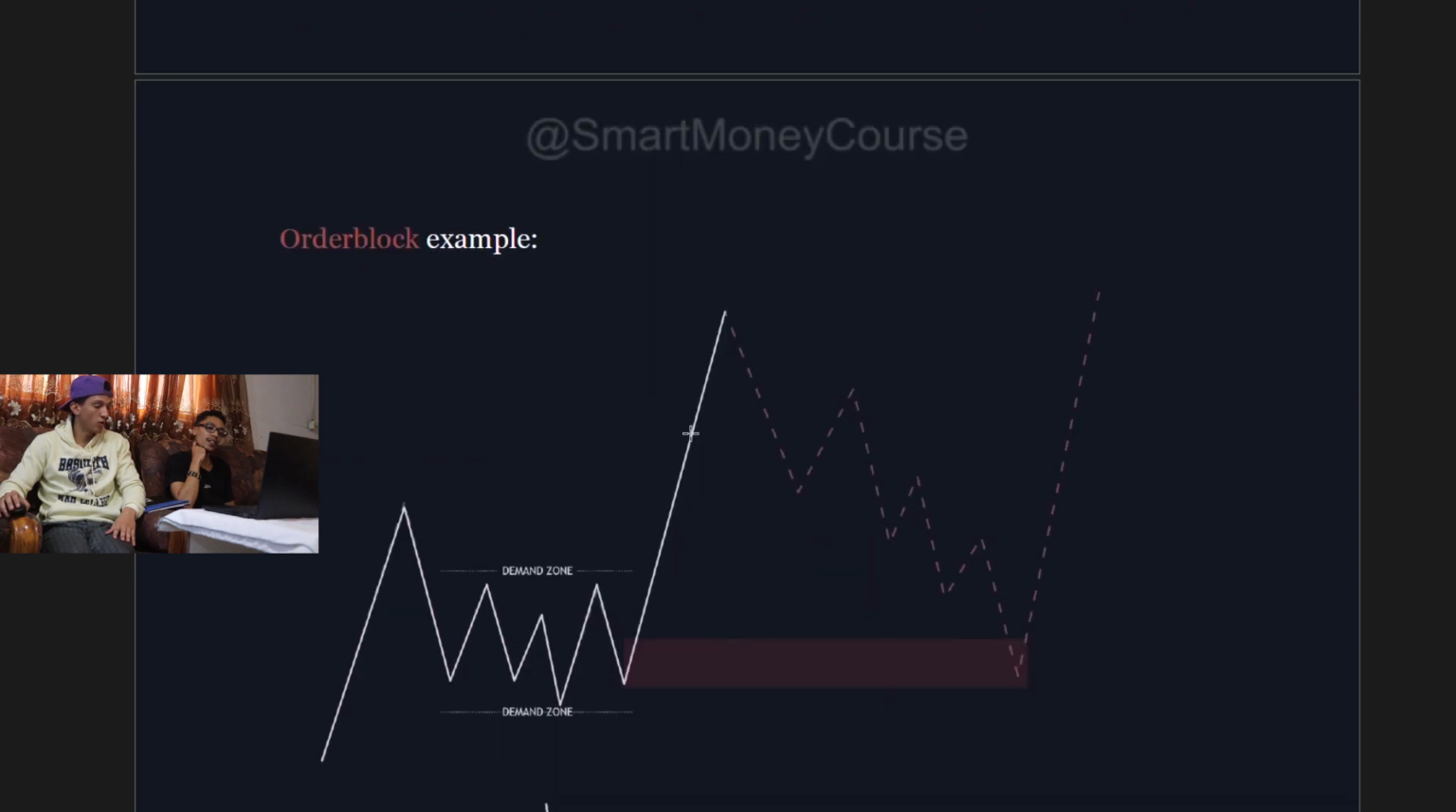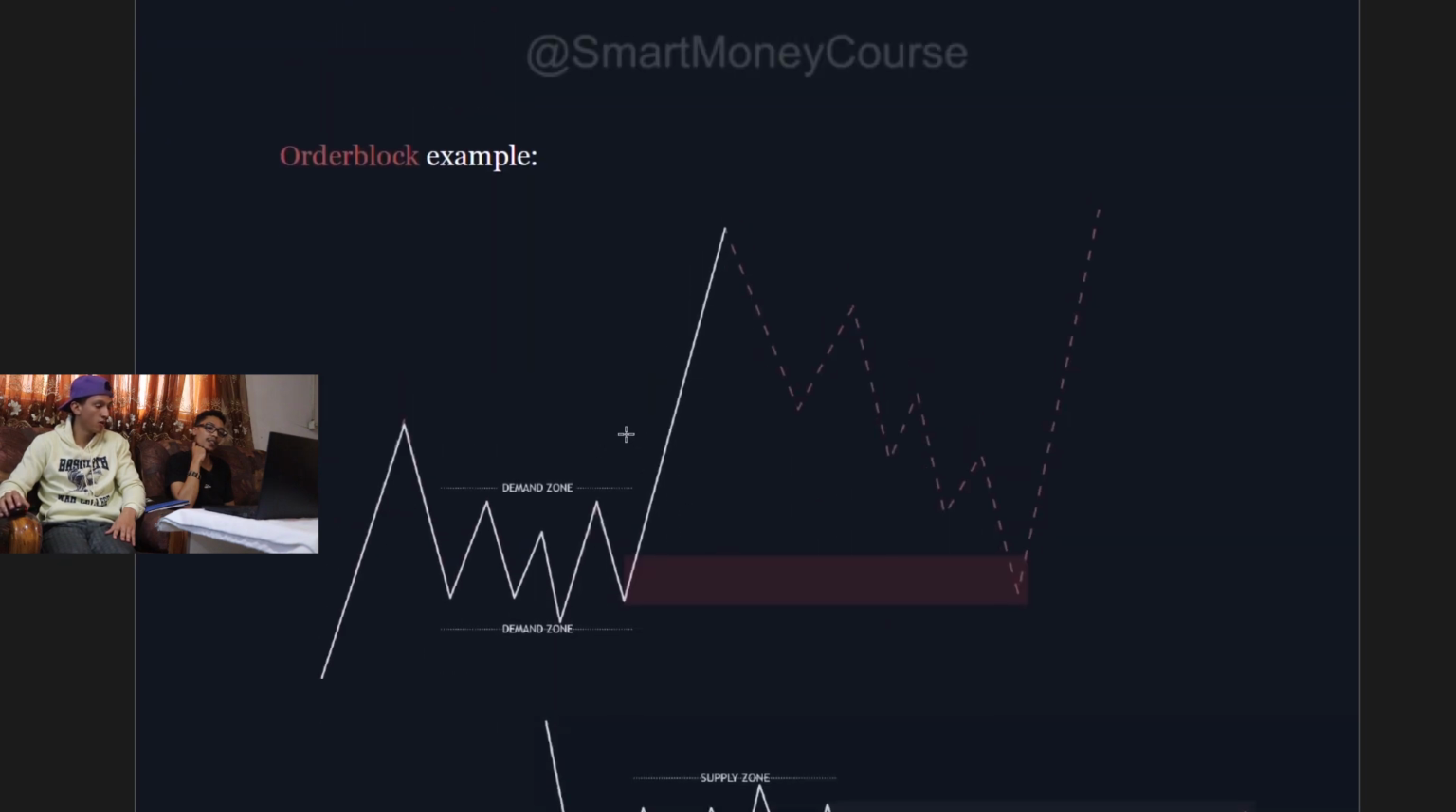So order blocks, as we can see, this is basically an order block. Here you have your supply and demand. This is where you could identify an order block. This is here as an example.